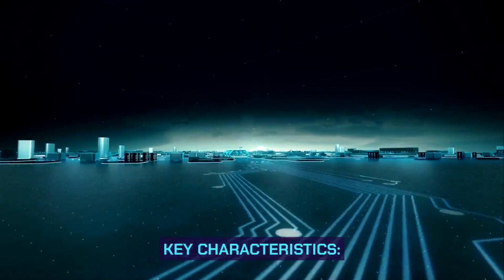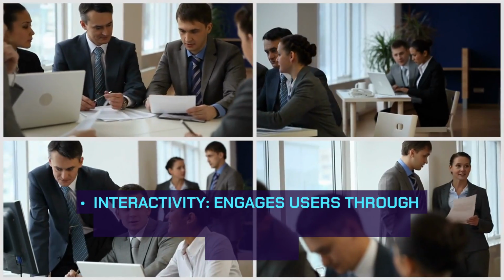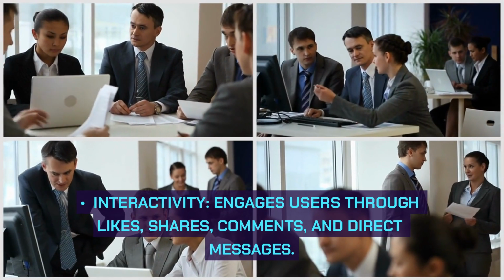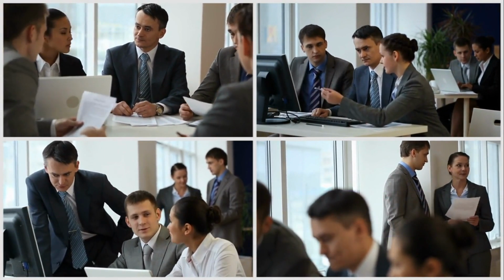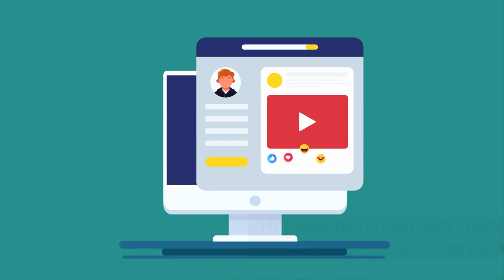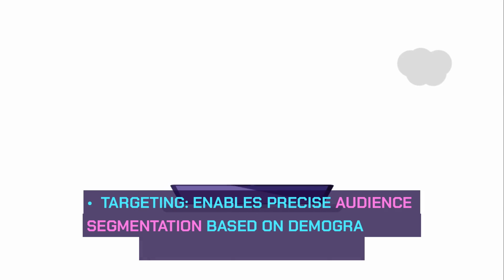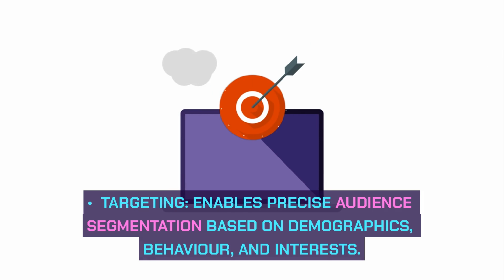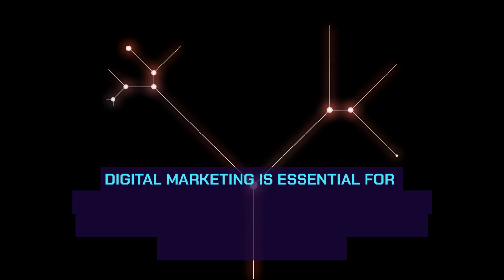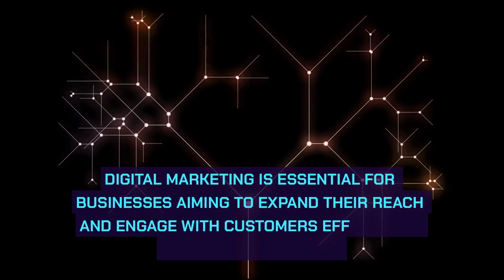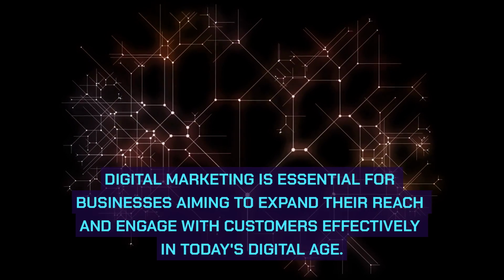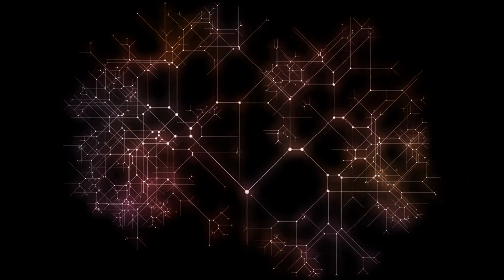Key characteristics. Interactivity: engages users through likes, shares, comments, and direct messages. Measurability allows tracking of campaign performance in real time. Targeting enables precise audience segmentation based on demographics, behavior, and interests. Digital marketing is essential for businesses aiming to expand their reach and engage with customers effectively in today's digital age.